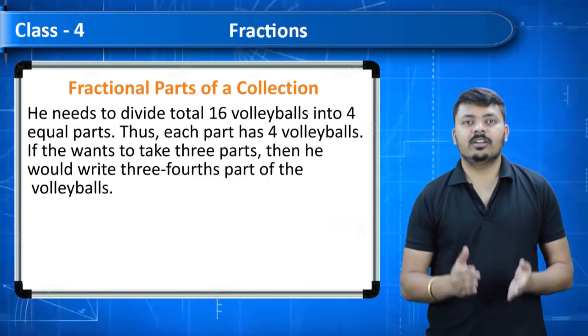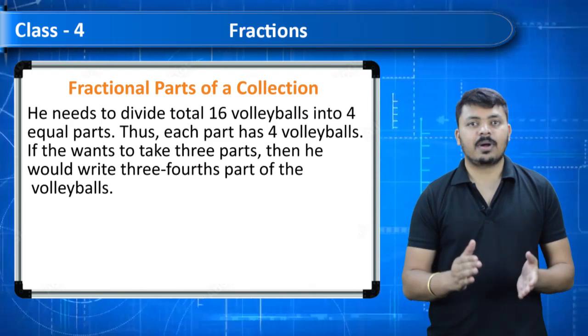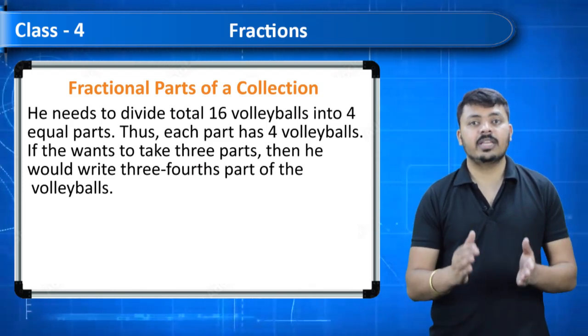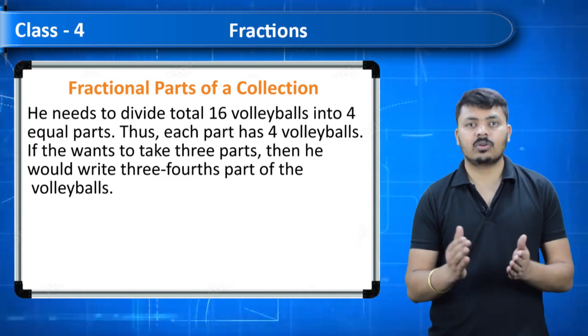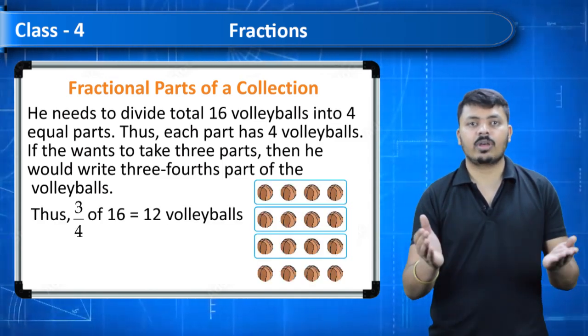He needs to divide the total 16 volleyballs into 4 equal parts. Thus, each part has 4 volleyballs. If he wants to take 3 parts, then he would write 3/4 part of the volleyballs. Thus, 3/4 of 16 is equal to 12 volleyballs.